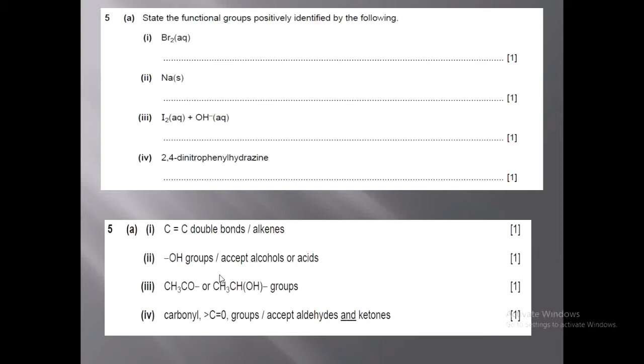The fourth part was the reagent that is used for the identification of carbonyls. It is known as 2,4-DNPH, or 2,4-dinitrophenylhydrazine. So the fourth part answer was that this reagent, 2,4-dinitrophenylhydrazine, was used to identify the carbonyls, aldehydes or ketones.